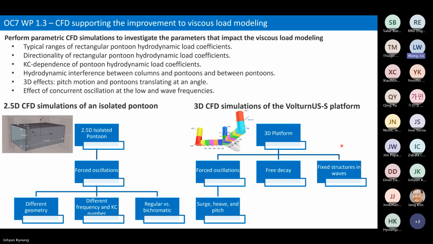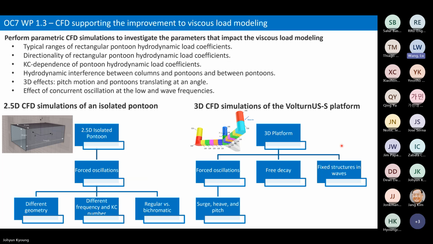So we first started with the simple 2.5D simulations of an isolated pontoon without free surface, undergoing forced oscillation at different frequencies and amplitudes to basically understand the dependence of the drag coefficient on the Keulegan-Carpenter number and also the Reynolds number. And currently, we're simulating the 3D Volturnus platform with free surface on the right to investigate how the complete platform geometry influences the hydrodynamic coefficients. So basically how the coefficient varies along the pontoons and how the free surface influences the coefficients.